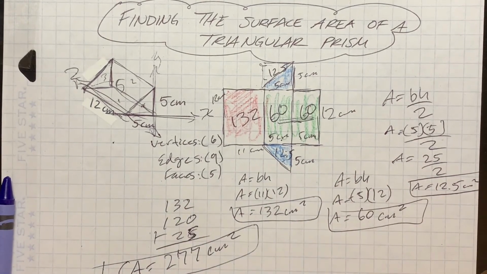Now remember, I'm not cubing it, even though it's 3 dimensions, because I'm not finding the volume. I'm not looking for the volume. All I'm looking for is the surface area of this triangular prism.